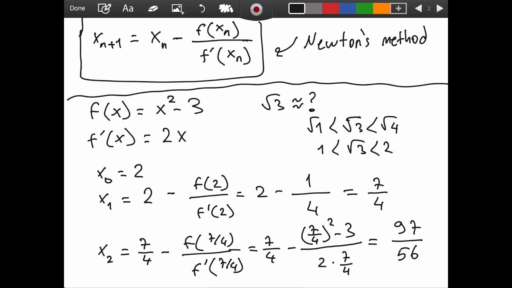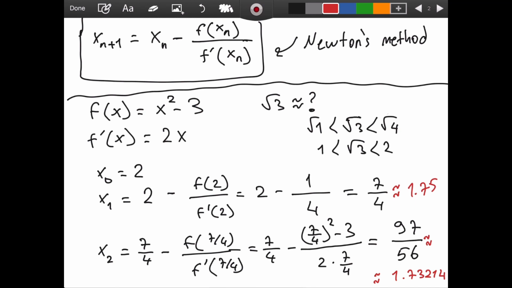Now we could go on and on. We could do x3, x4, x5, but let's just write the decimal values here as well. So the decimal value of 7/4 is 1.75, and the decimal value for 97 divided by 56, using my calculator again, is 1.73214.